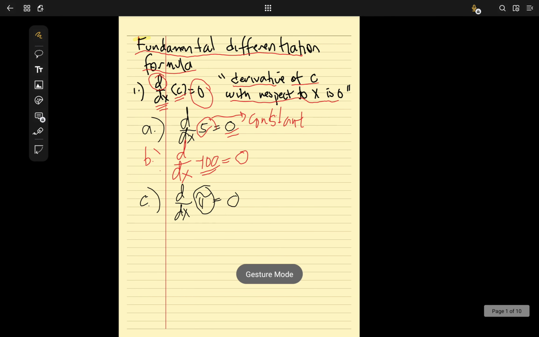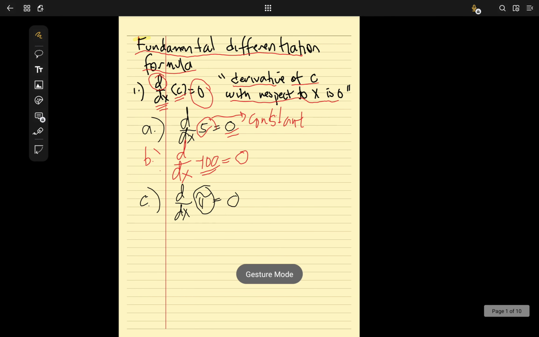The derivative of the product rule, u times v. The formula is a bit long. When you have u times v, it means you have two different functions multiplied by each other: function u and function v. The answer is simply u times the derivative of v with respect to x plus v times the derivative of u with respect to x.